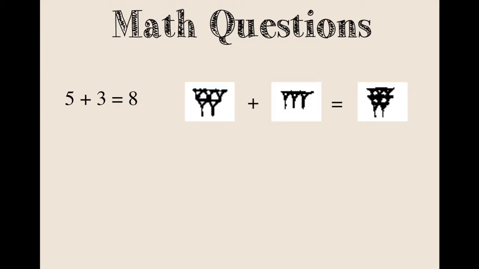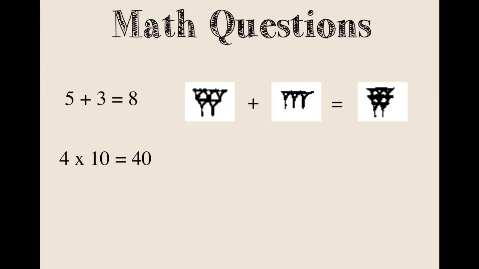Lastly, I will be showing some math questions with these Babylonian numbers. So first of all, we have 5 plus 3 equals 8. Here it can be shown through these 5 little triangles with rods plus 3 triangles with rods, which would equal 8 triangles with rods. Then we have 4 times 10 equals 40.